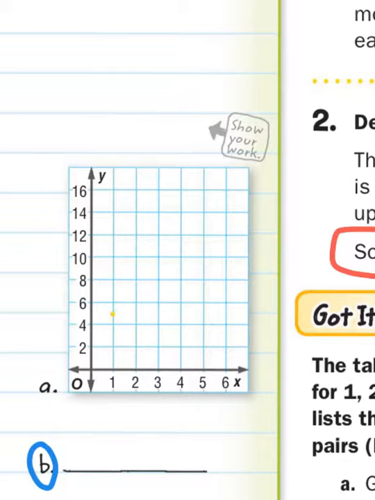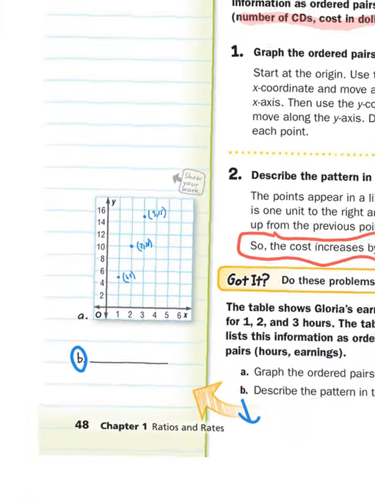Oop, let me change to a better color. 2, 6 over, or I'm sorry, 2, 10. 2, 10 should be there. And for 3, 15, over 3, up 15 should be right there. Okay, so check and see if your dots are in the right spot. And I'm even going to write those down. So I had 1, 5, 2, 10, and 3, 15. All right, now when it said to describe it, let me zoom out a little bit.